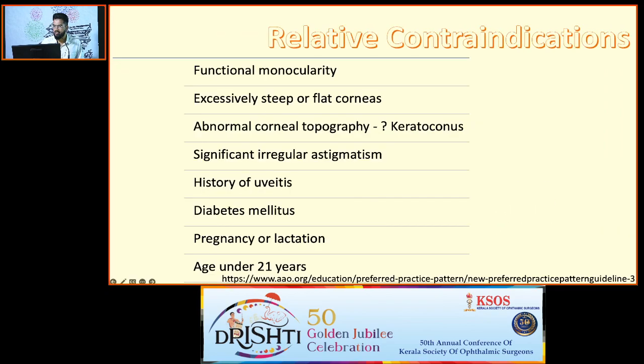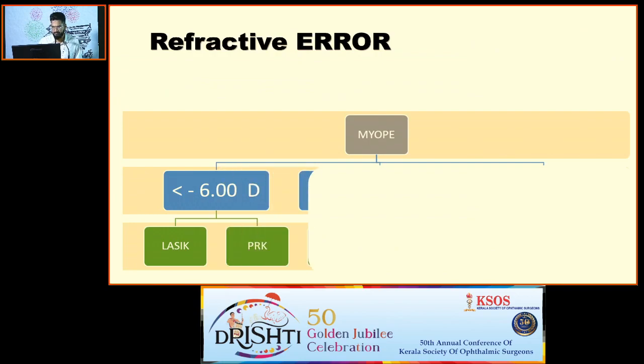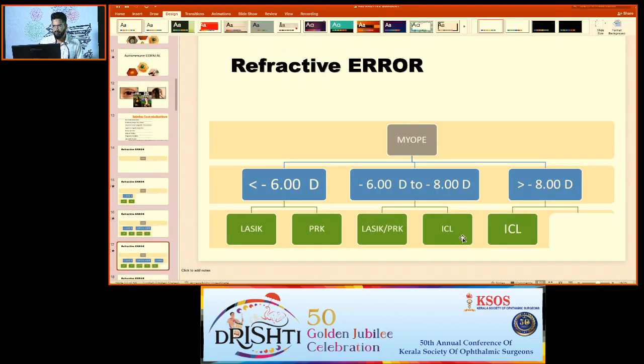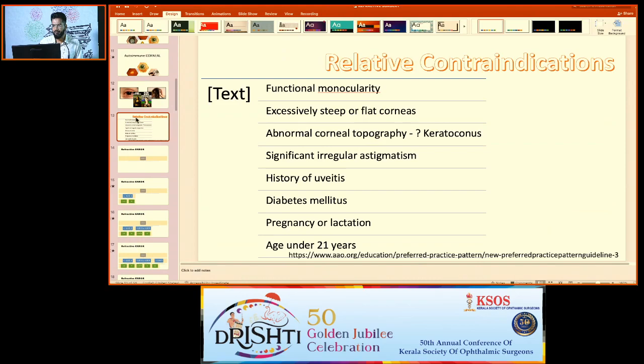So the relative contraindications would be when the patient is having monocularity, excessively steep or flat corneas, abnormal corneal topographies, significant irregular astigmatism, history of uveitis, diabetes mellitus, pregnancy or lactation, and age under 21 years.